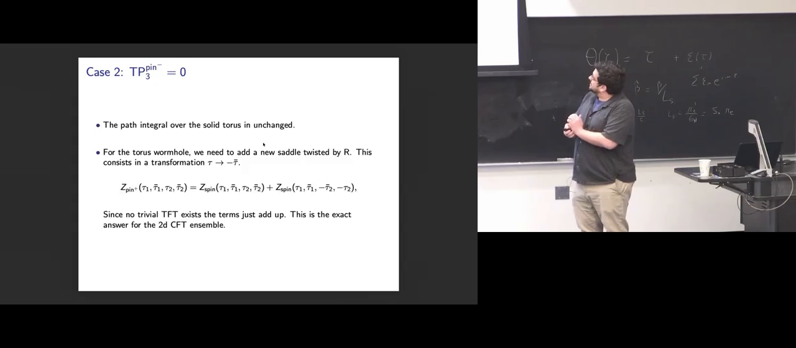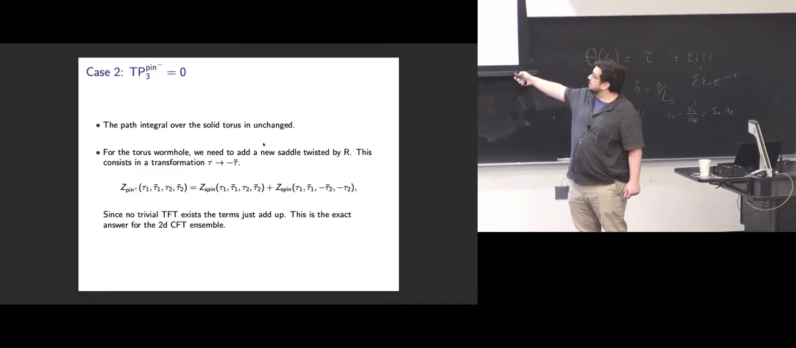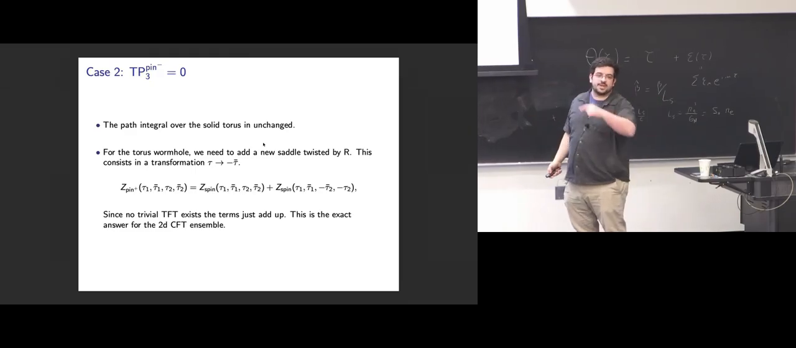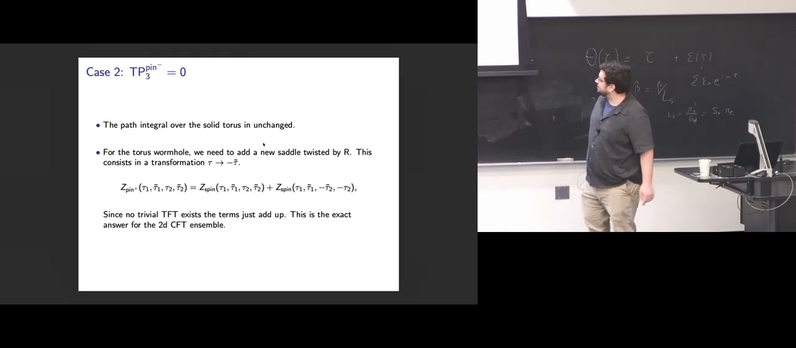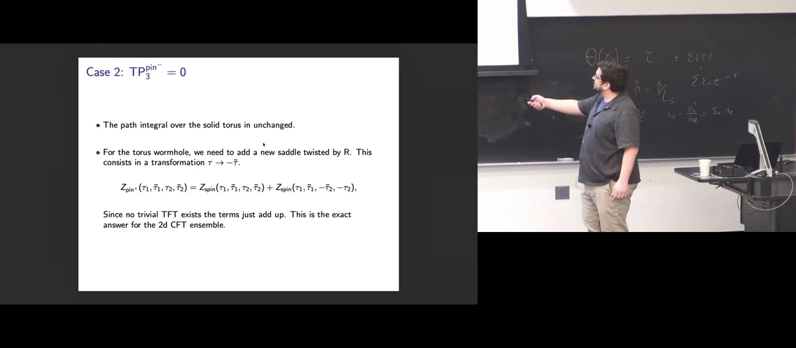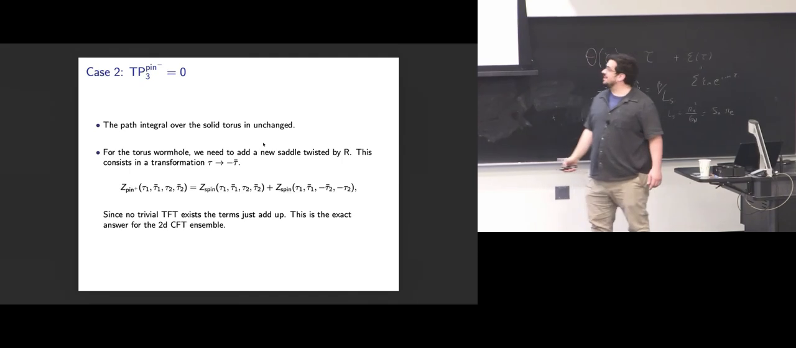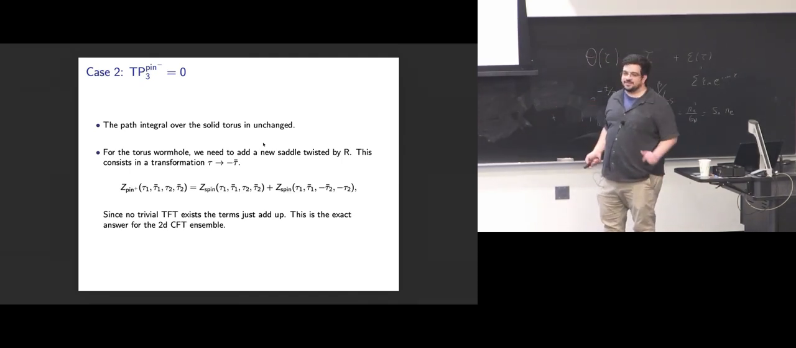So now we have another saddle, which is exactly the same as the one for the spin structure, but where we shift tau to minus tau bar. That's what we do here, of one boundary relative to the other. So this is a saddle where as you go from one boundary to the other, you act with a reflection. But no non-trivial TFT exists. These two terms just add up without the phase.